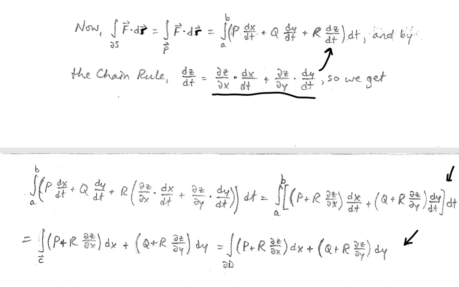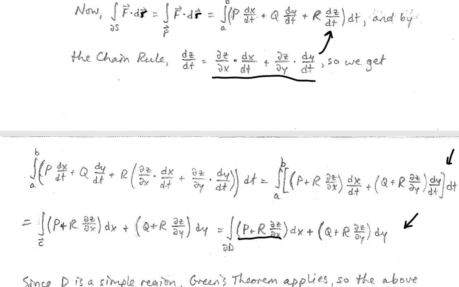Now think of everything in here as just a fancy p, and think of this as just a fancy q. The integral over some curve of p dx plus q dy. This looks like a line integral, as we would think it should be. But we can use Green's theorem now to see what this is going to look like as a double integral.